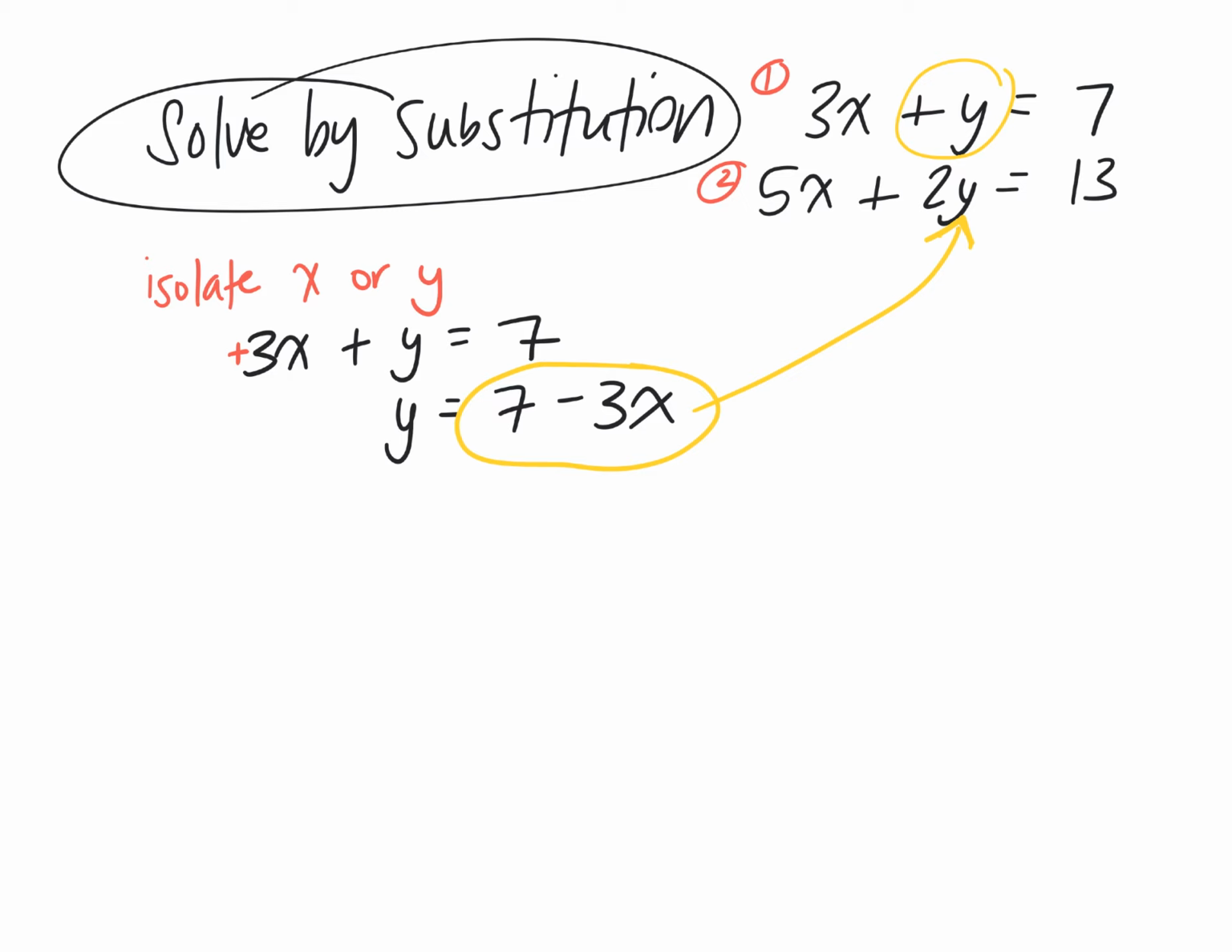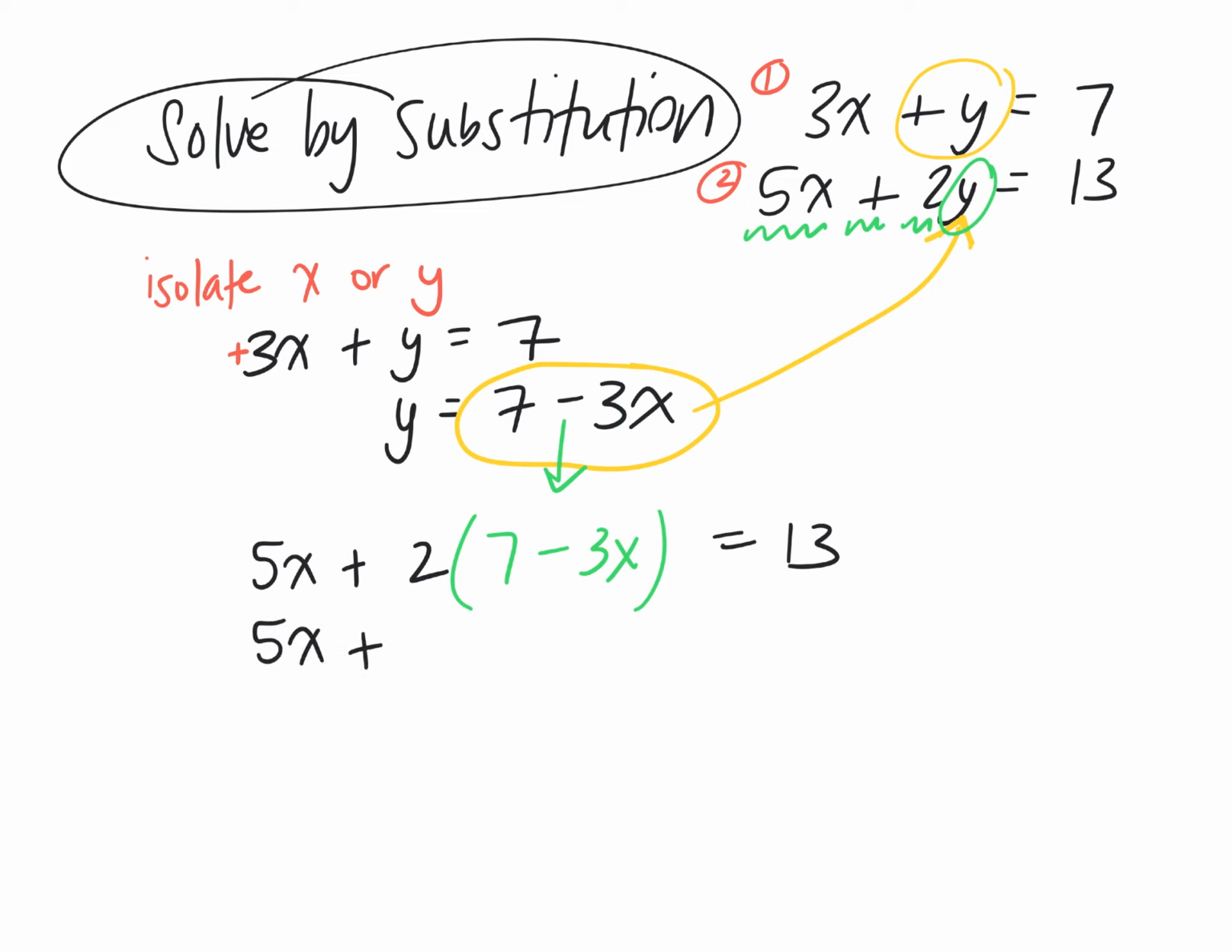for x. It's 5x plus 2 times y. So I'm going to write 5x plus 2. This is y. 7 minus 3x equals 13. Simplify. Distributive property, 5x plus, let's multiply this. What's 2 times 7? 14. 2 times negative 3x. Negative 6x equals 13.